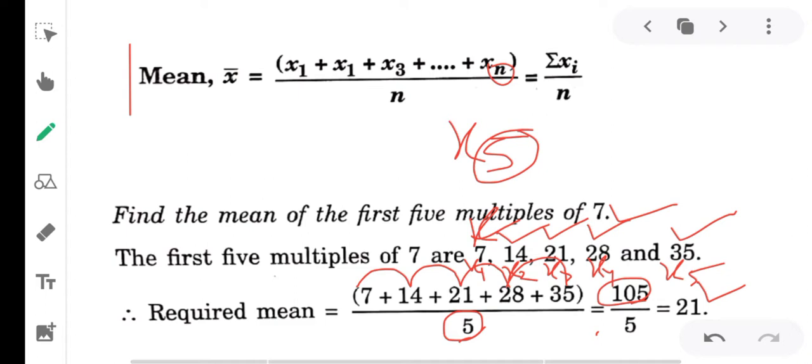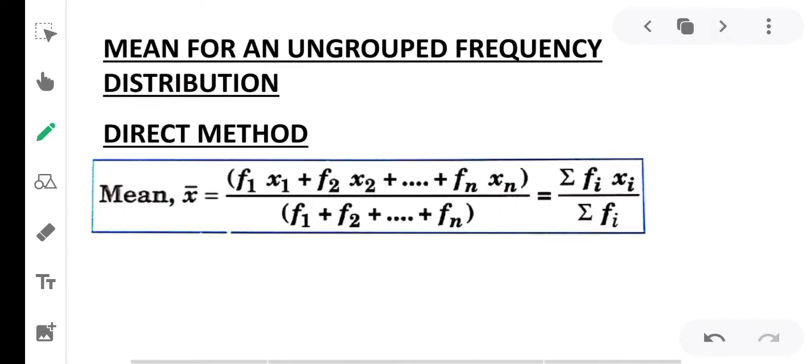Clear? Okay, next, mean for an ungrouped frequency distribution. So we have 3 methods: direct method, assumed mean method, and step deviation method. The first method is direct method. For that you have to remember the formula. Mean x bar equal to summation of fi xi by summation of fi. So what is fi? fi is for frequency, and xi is your observation.